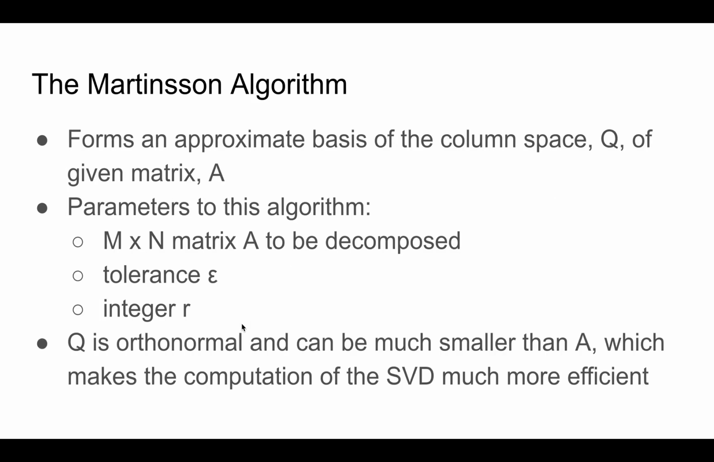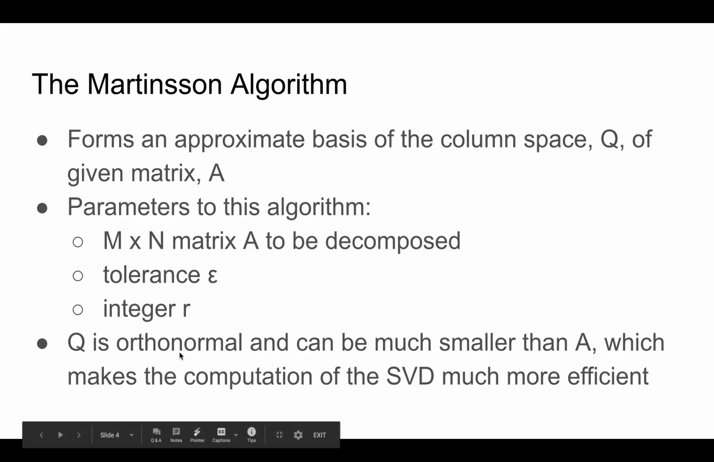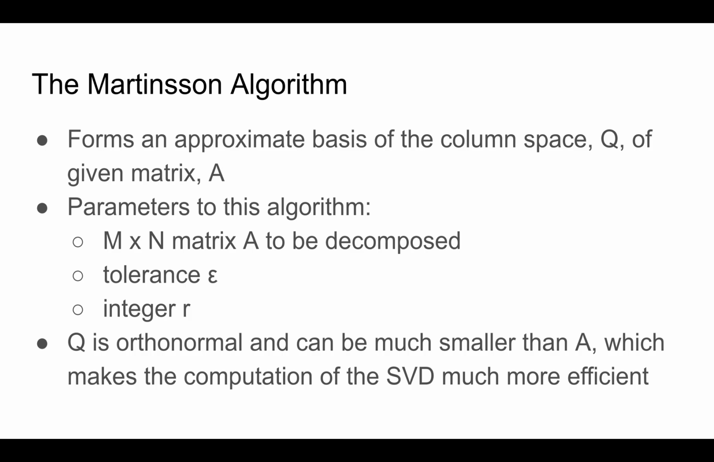So this randomized algorithm I keep referring to, I'll now call the Martinson algorithm from here on out. We implemented this algorithm from the paper Finding Structure with Randomness: Probabilistic Algorithms for Constructing Approximate Matrix Decompositions. There are three parameters to this algorithm: the matrix to be decomposed, A, the tolerance or accuracy threshold, and the R value. This algorithm guarantees a certain threshold of accuracy based on the inputted tolerance. And the integer R is necessary to balance the computational cost as well as the reliability of the algorithm.